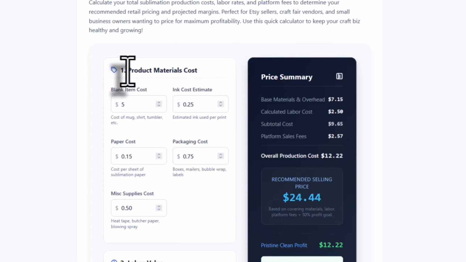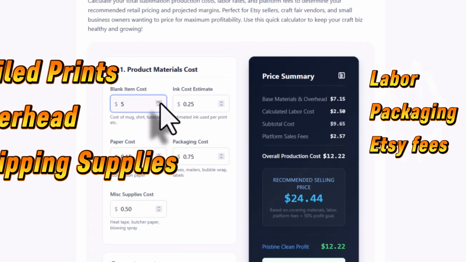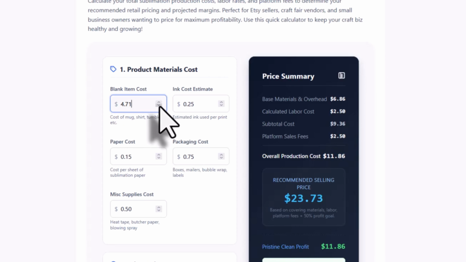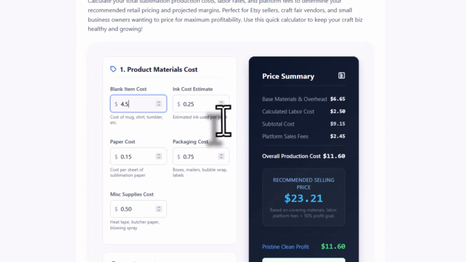A lot of sublimation sellers only calculate the blank cost and ink cost. But real pricing should also include labor, packaging, Etsy fees, failed prints, overhead, and shipping supplies. That's exactly what this calculator helps you estimate so you can build a more sustainable business instead of guessing your prices. Let's start with a simple tumbler example.